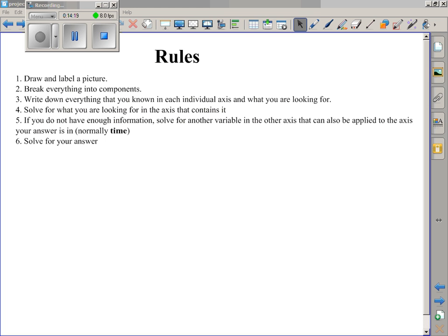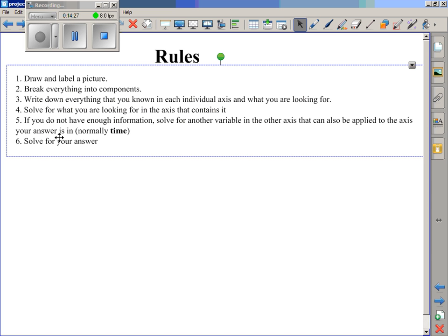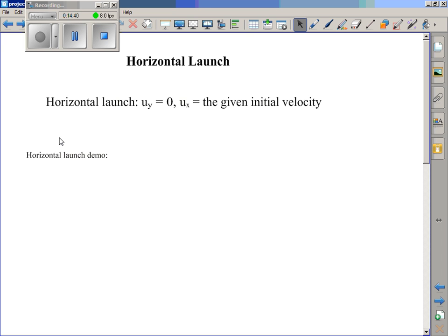Now, go through this idea. Use your steps. Draw and label a picture, break everything into components, write down everything you know in each individual axis, solve. If you can't solve, go get, more than likely, time from the other axis, plug in, solve. So, example problems. Horizontal launch is what we're dealing with first.